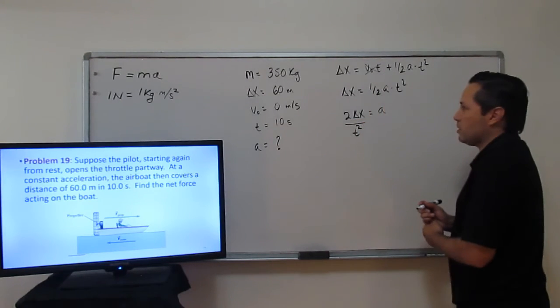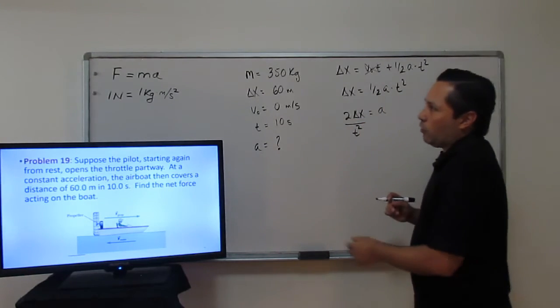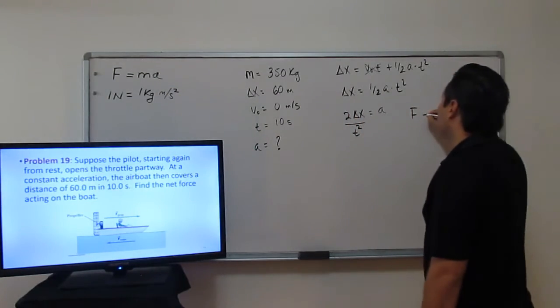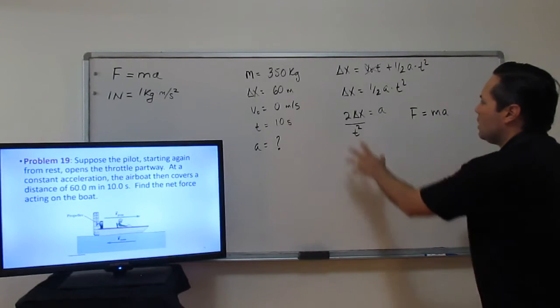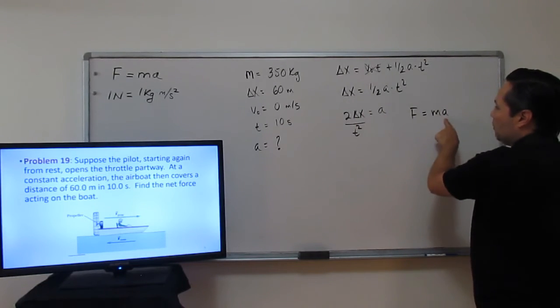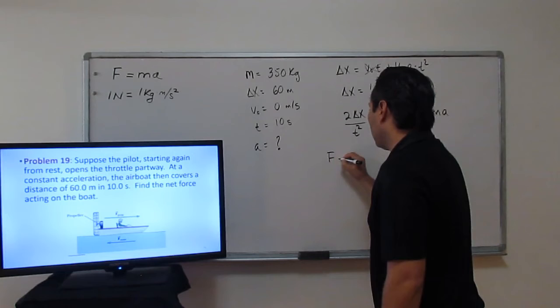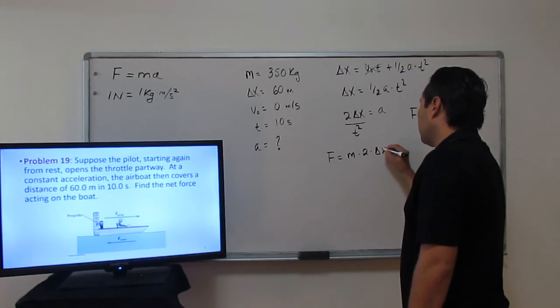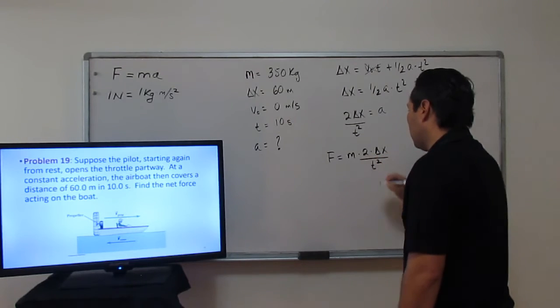So there you have it. That's our acceleration. Now I want the force. I'm going to get that acceleration and plug it in here. So force equals mass times acceleration. I'm going to get this, which equals acceleration, and plug it in here. So our answer is really force equals mass times 2 times displacement over time squared.